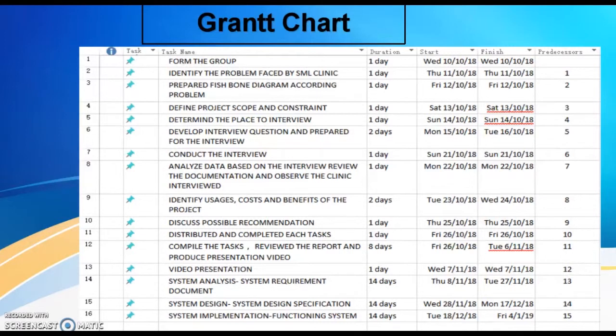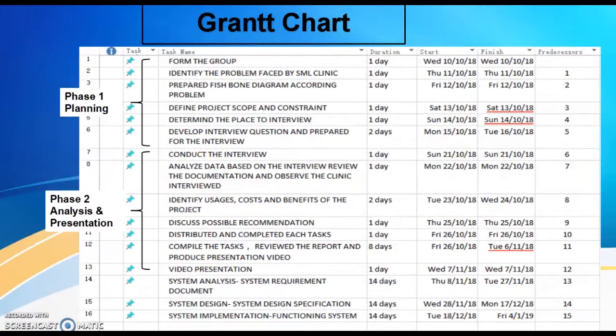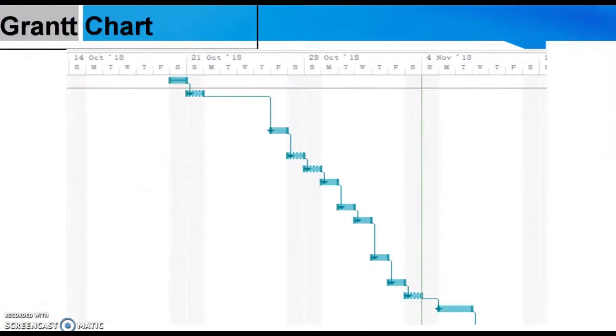For the Gantt chart, you may see the format. We use up 7 days in phase 1 planning, 15 days in phase 2 analysis and presentations, 28 days in phase 3 design, and 14 days in phase 4 implementation. And this is our Gantt chart. You may take a look at it.